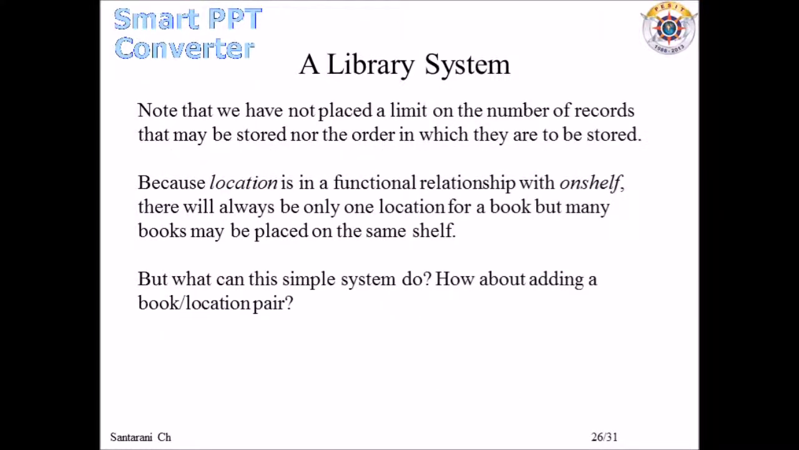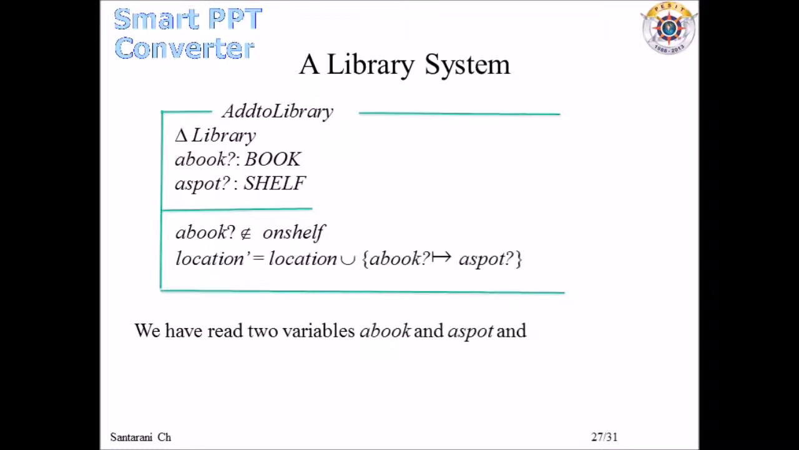How to add a book location? For that we will be using the AddToLibrary class. Then some changes in the library. Delta means changes. It is going to make some changes to the library system. A book, and its type is book, and the export is a shelf. So a book does not belong to onShelf, it is not in onShelf. It means that we are going to find the domain of location. We are going to do a union so that a book now becomes a partial function of an export.